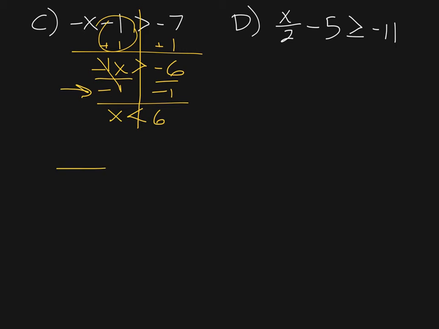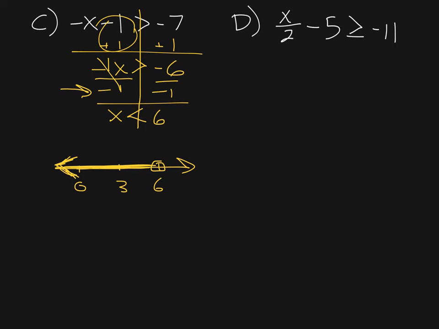So now we'll graph our answer. I'm going to do 0, 3, and 6 this time. Doesn't matter what we count by. We just want to make sure our spaces are even and we have the right number. So we have 6, open circle, going to the left.